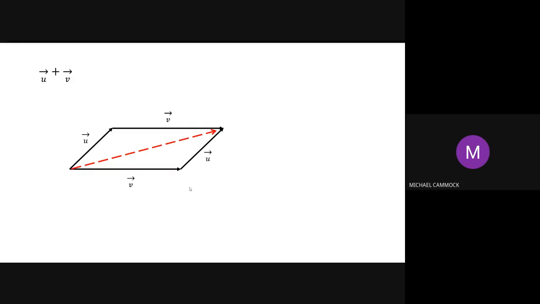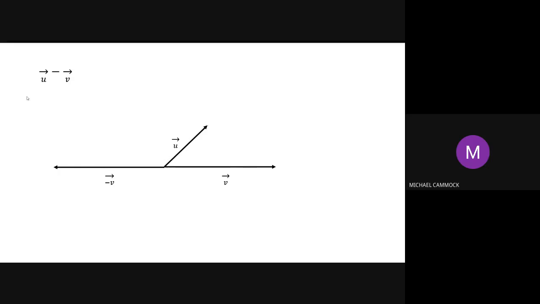So there you go. That's one way to interpret the sum using the parallelogram law. We could do the same thing with subtraction. Now here's the difference. Here's my u going from the tail to the head. And then I'm going to put my v, which is normally going this way, going this way, because the opposite vector is just a vector that has the same magnitude, but runs in the opposite direction.